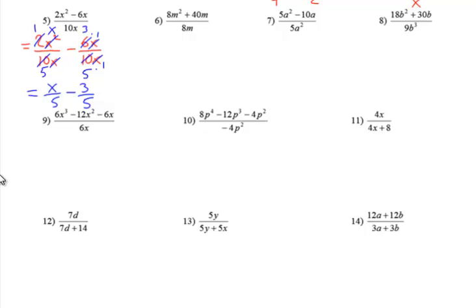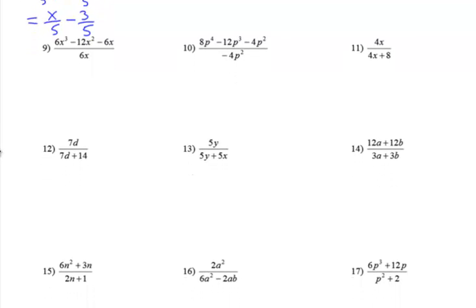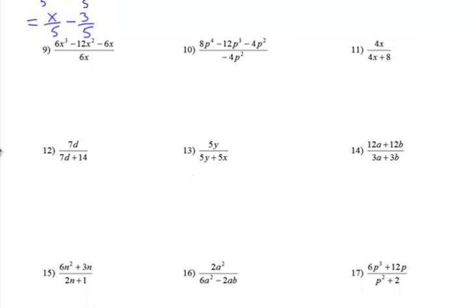So 6, 7, and 8, very similar type things. I'll let you do those. Now when we get to number 9, what we have in number 9 is a trinomial, 3 terms, but it's the same concept.